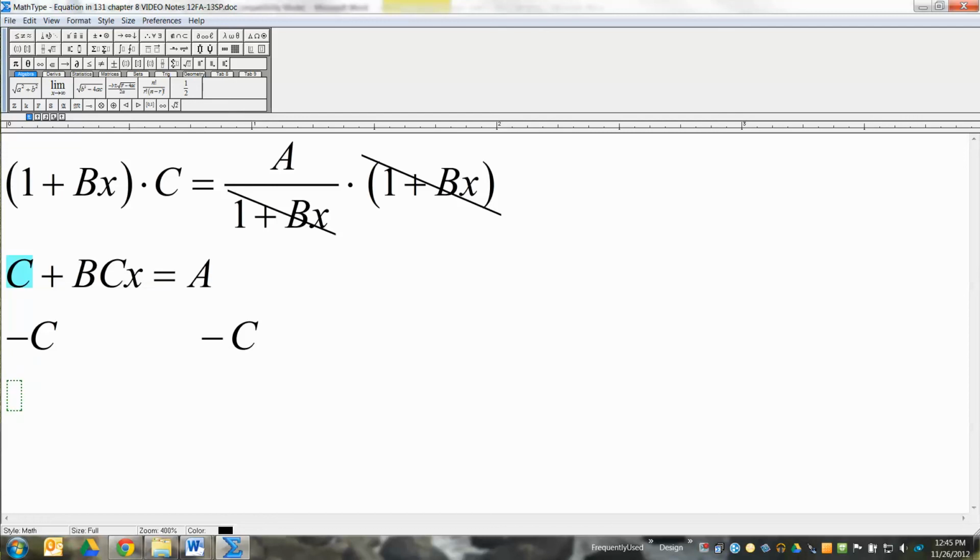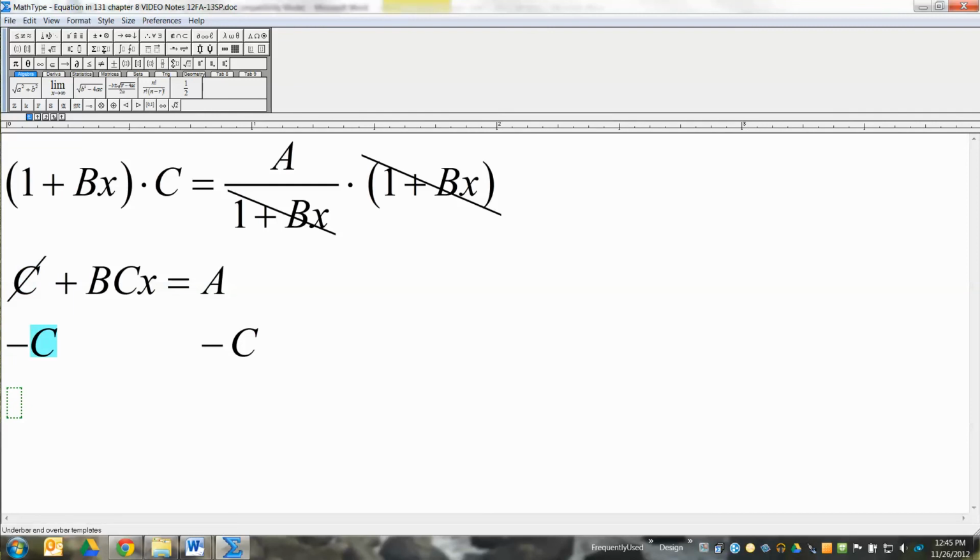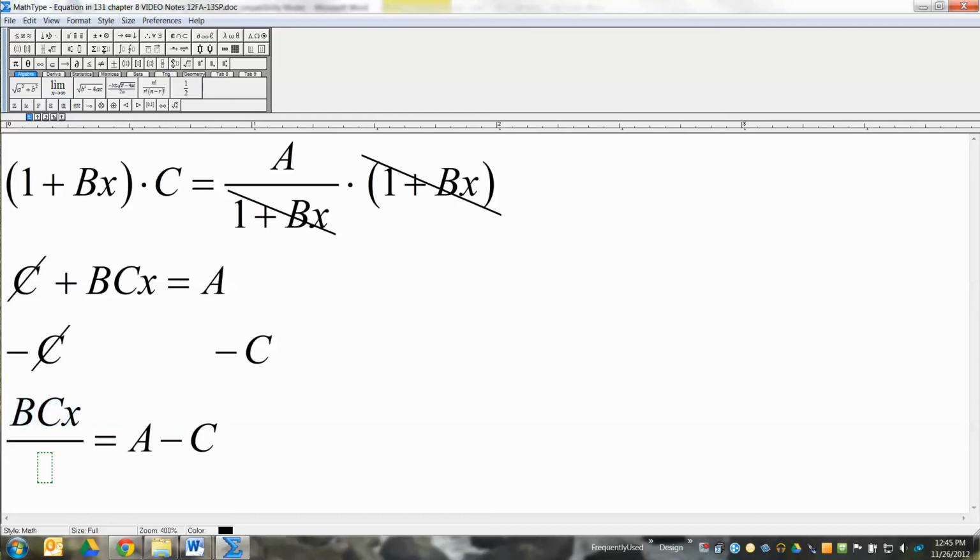Now, on the left, when you take c and you subtract c, it goes away, right? So this part makes 0. C take away c is 0, so all you're left with is bcx equals, on the right, you have an a take away a c. Well, those aren't like terms, so you just write a minus c. You can't combine them or anything. Now, you have b times c times x. You want to get x on its own. So you're going to divide both sides by bc. That'll make the bc part go away. But again, to be fair, you've got to do it over here on the right as well.